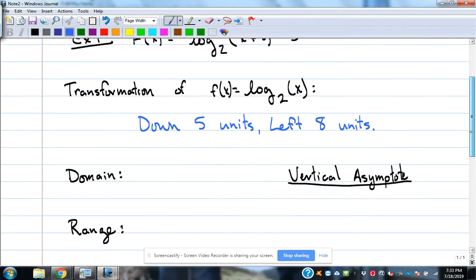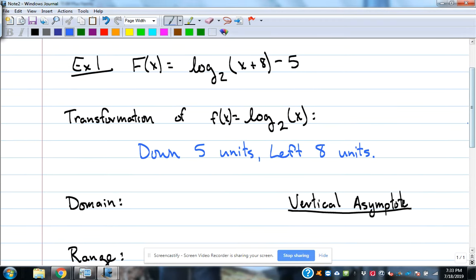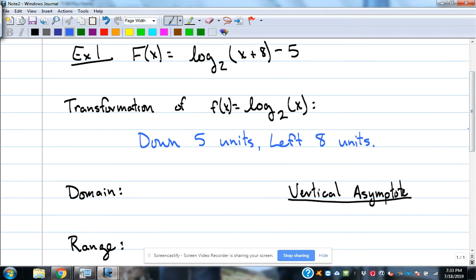So let's then look at the domain of the function f of x equals log base 2 of (x plus 8) minus 5. The domain of a basic log function is from 0 to infinity, and by shifting this to the left 8 units, that's going to start it at negative 8 to infinity.